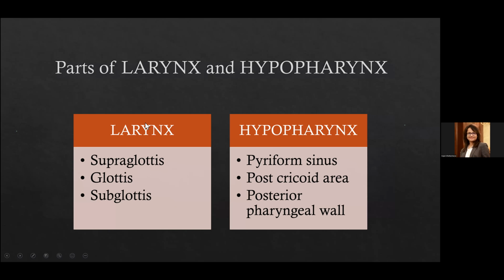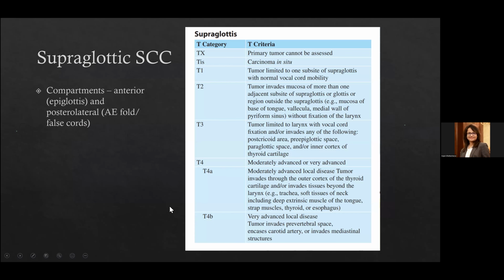So the supraglottic larynx itself has multiple compartments. So at least three compartments are identified. So first is the epiglottis, and second is the aryepiglottic fold. Third are the false cords. Sometimes the epiglottis is also divided into a suprahyoid and infrahyoid epiglottis, as I told.